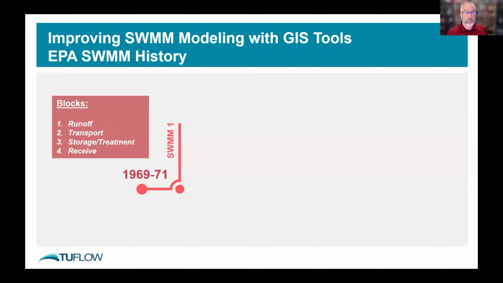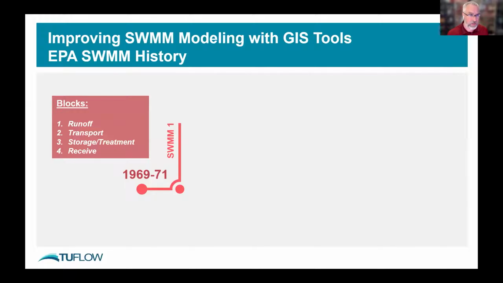And EPA SWMM back then was really 4 programs. They're called blocks. The first program, runoff, right? Second, transport. Third, storage and treatment. The fourth, receiving, right? And all of these elements kind of talk to one another, but they all ultimately allowed planners and engineers to understand the frequency of combined sewer overflow, as well as the volume and the impact to cities. I think San Francisco was one of the first cities to begin to do this.